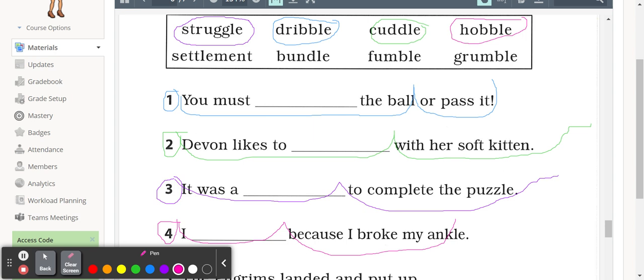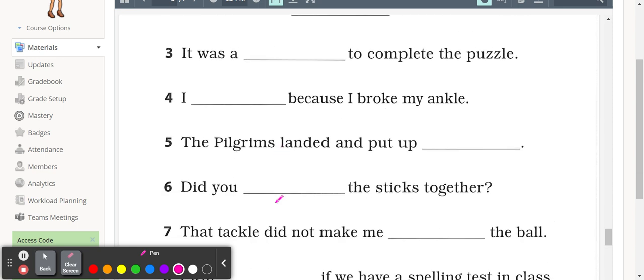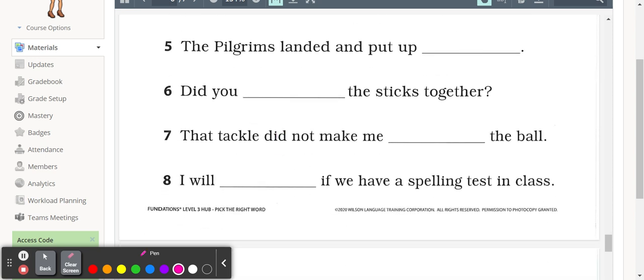All right, so repeat after me so we have them fresh in our brain, because when I scooch down, we won't see them. Settlement, bundle, fumble, grumble. Okay, let's clear this and we'll just have to talk about them for numbers 5 through 8 and scoop them together. Okay, the pilgrims landed and put up... Yeah, they settled, they built a settlement. So number 5 is settlement.